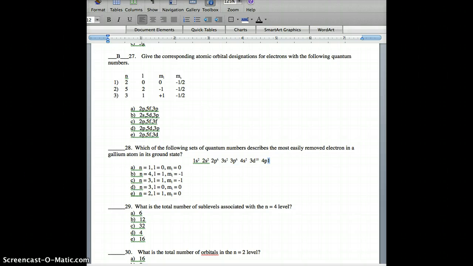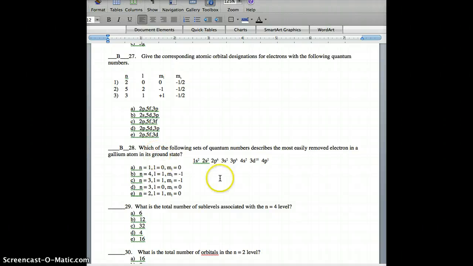So the most easily removed electron would be the one in the outer shell with the highest energy. In this case, that'd be 4p1. So you're looking for n, well, that becomes easy then because there's only one n equals 4 electron. So the answer is B.